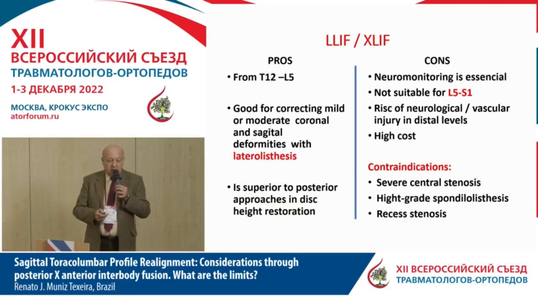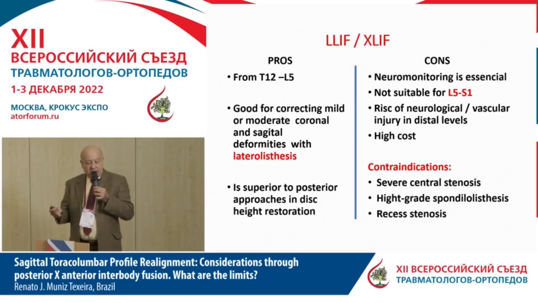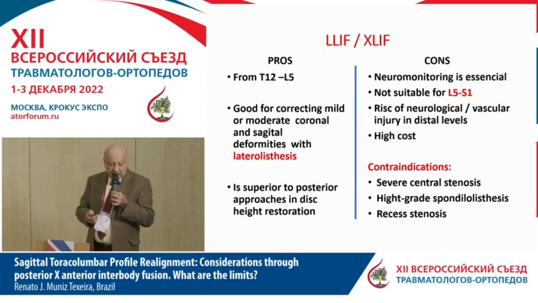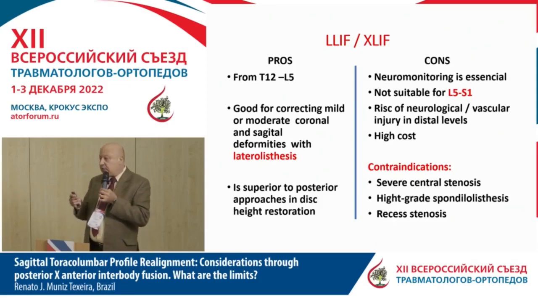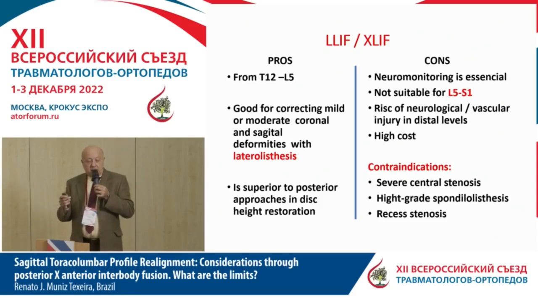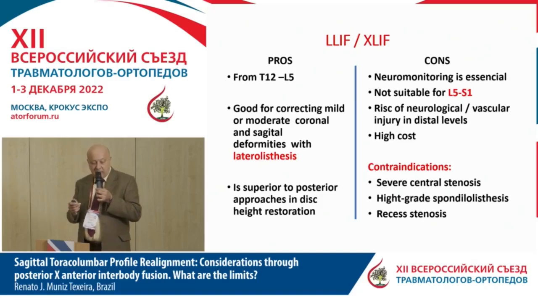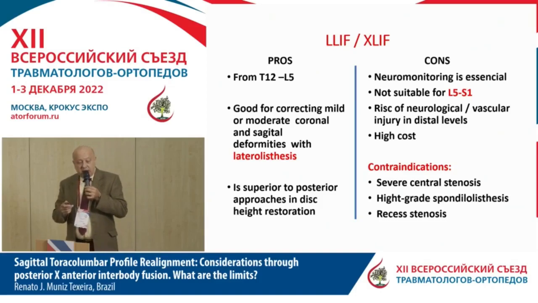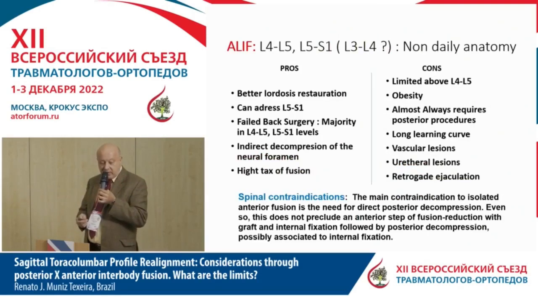And the pros for lateral lift are that you can reach T12 to L5, it is good for correction in mild or moderate coronal and sagittal deformity with lateral stance, and is superior to the posterior approach in disc height restoration. But on the contrary, neuromonitoring is essential, it is not suitable for L5-S1, there's a risk of neurological and vascular injury in distal levels, and there's a high cost. The contraindications also are severe central stenosis, high-grade spondylolisthesis, and recessed stenosis.